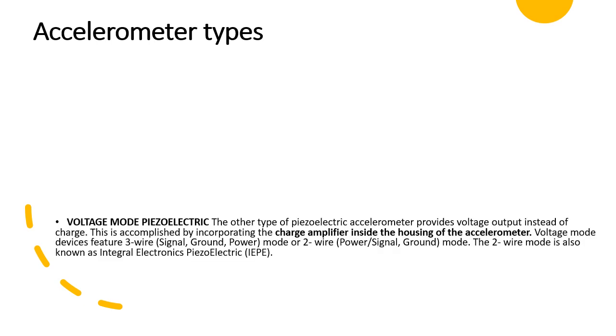amplifier unit. The other type is the voltage mode piezoelectric accelerometer, which we use for most of our general purpose, high sensitivity and low sensitivity accelerometers. They provide voltage output instead of charge. This is accomplished by incorporating the charge amplifier inside the housing of the accelerometer. They feature a 3-wire mode or a 2-wire mode. The 2-wire mode is also known as integral electronics piezoelectric, IEPE, or also known as ICP. So our normal general purpose accelerometers are basically voltage mode piezoelectric accelerometers.